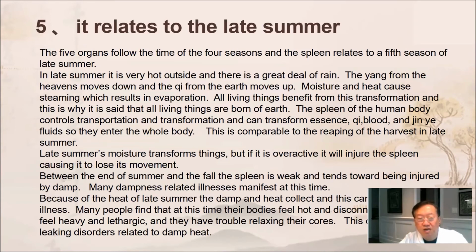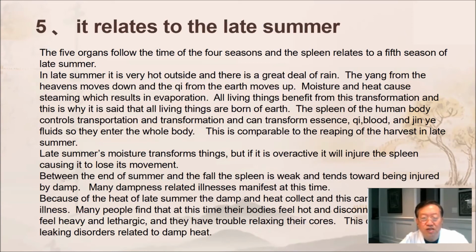The 5 organs follow the time of the 4 seasons, and the spleen relates to a 5th season of late summer. The late summer is very hot outside, and there's a great deal of rain. The yang from the heavens moves down, and the qi from the earth moves up. Moisture and heat cause steaming, which results in evaporation. All living things benefit from this transformation and steaming. From this transformation, and this is why it is said that all living things are born of earth.